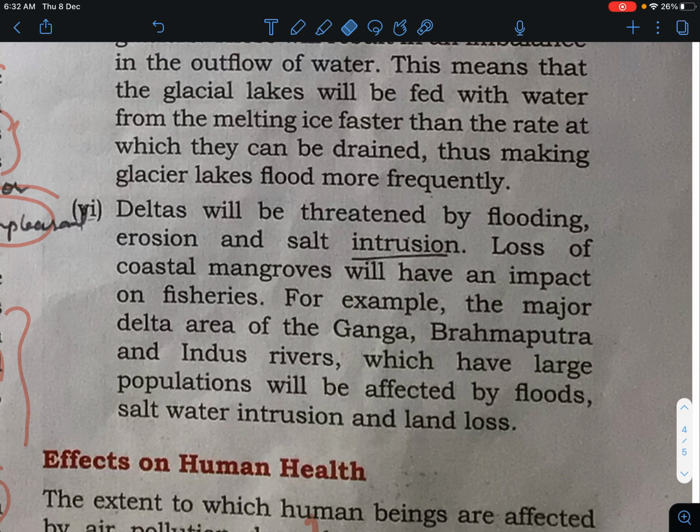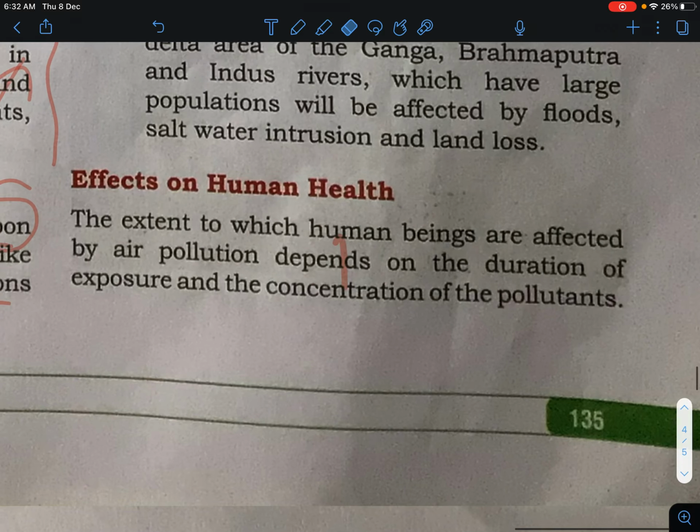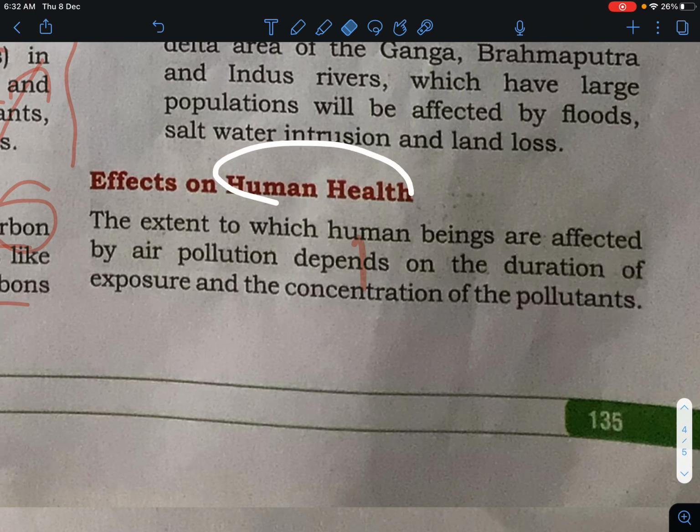Loss of coastal mangroves will have an impact on the fisheries. If the coastal mangroves are lost, then it has a great impact on the fisheries. For example, the major deltas of the Ganga, Brahmaputra and Indus rivers, which have large populations, will be affected by floods, salt water intrusion and land loss. Our next point is the effects on human health.